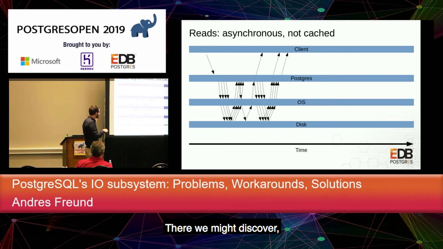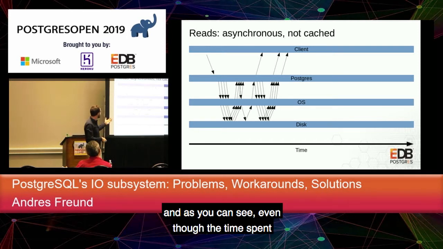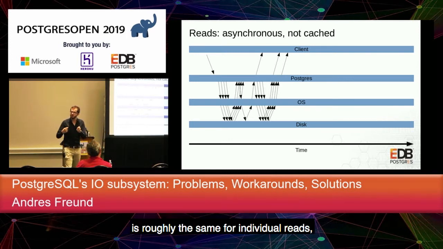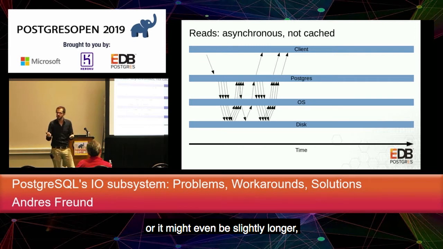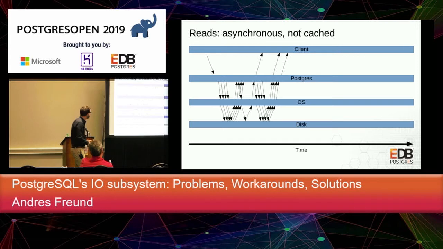There we might discover we actually need more data, so we do this whole thing again. And then we might have enough data to return to the client, but then to compute the next results, we can again do multiple reads in parallel. And as you can see, even though the time spent answering from the disk is roughly the same for individual reads, or might even be slightly longer, the total time is much shorter because we can do work in parallel.